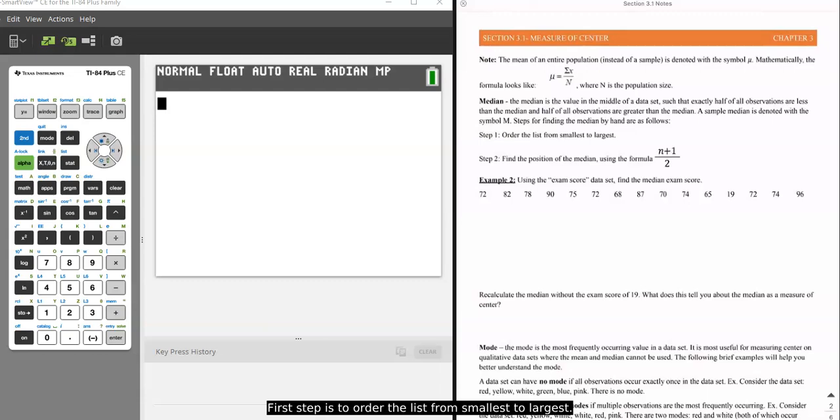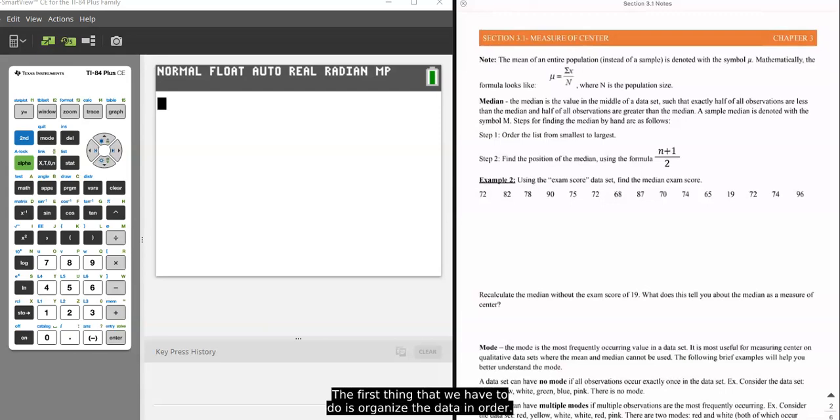Steps for finding the median by hand are as follows. The first step is to order the list from smallest to largest. Second is to find the position of the median using the formula (n + 1) / 2. So however many you have, plus 1, divided by 2, that should be the position of the median. Using the exam score data that we used previously, let's find the median exam score.